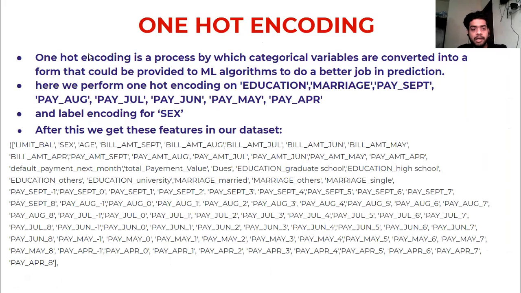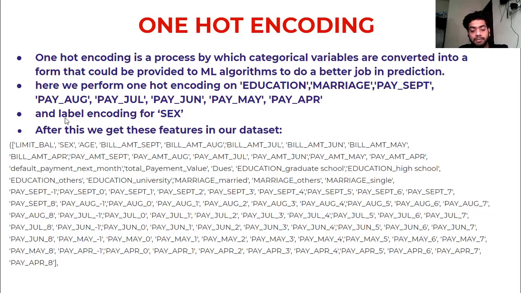Next is our one hot encoding. Basically, one hot encoding is a process by which categorical variables are converted into a form that can be provided to machine learning algorithms to do a better job in prediction. It converts a complex categorical variable into a simpler form. Here we perform one hot encoding on education, marriage, pay in September, pay in August, pay in July, pay in June, pay in May, pay in April.